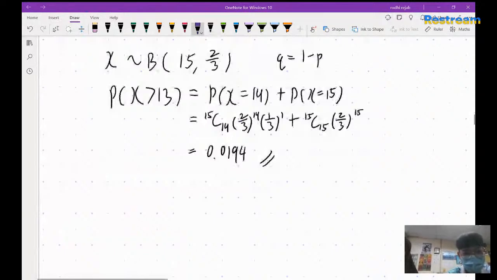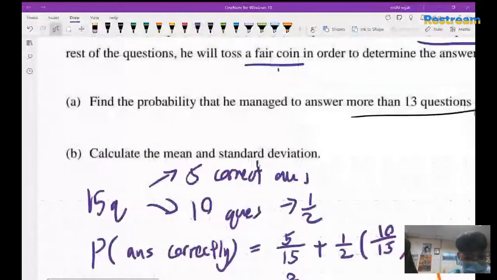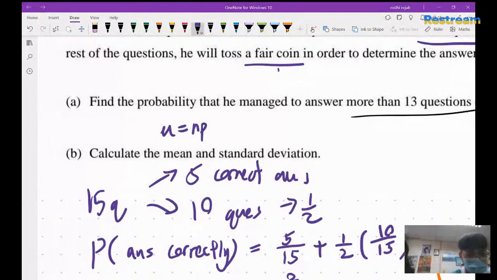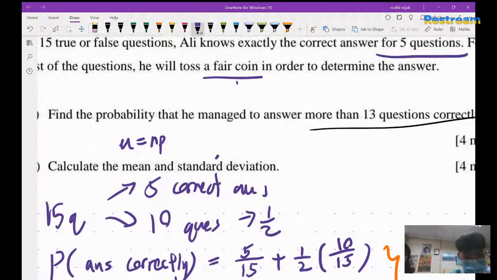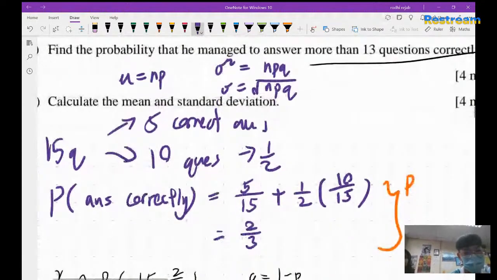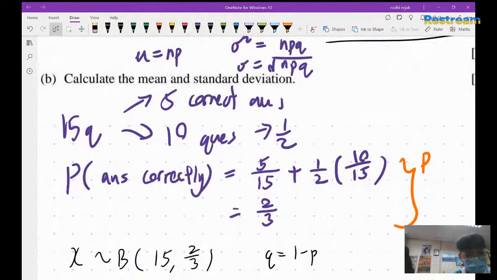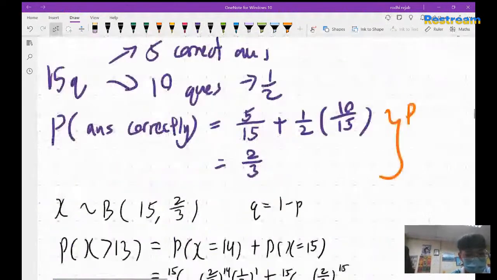For mean, in terms of binomial questions, we just have to know mean equals n times p. N is basically the total number of whatever you want to find, times the probability. And then for standard deviation, we know that variance is npq. So for standard deviation, it's basically the square root of npq. So these are the three formulas that you must remember for finding mean, variance, and standard deviation for binomial questions.